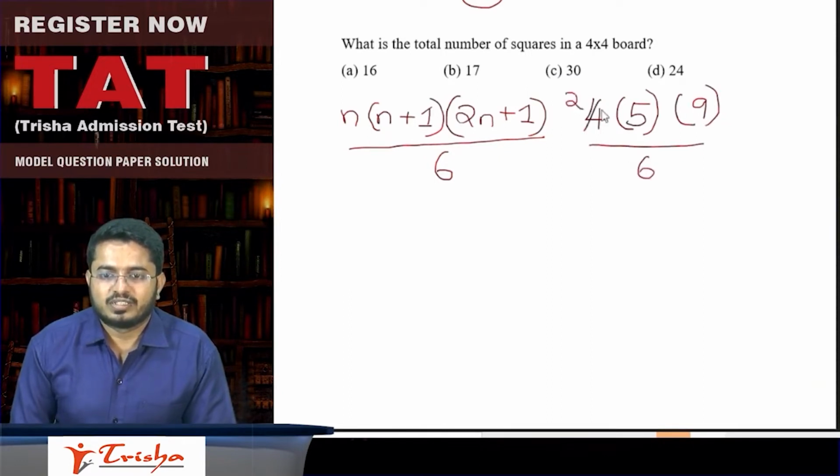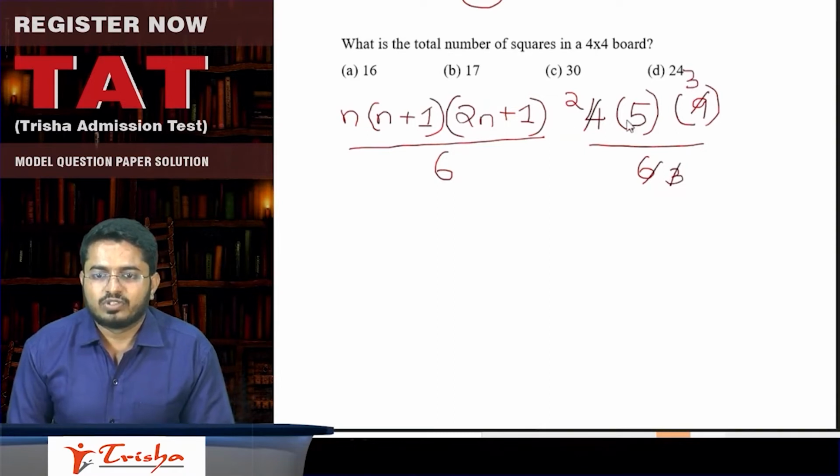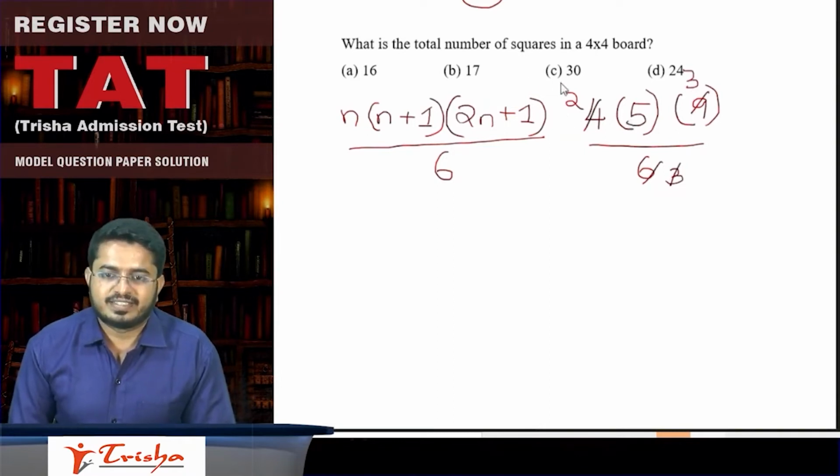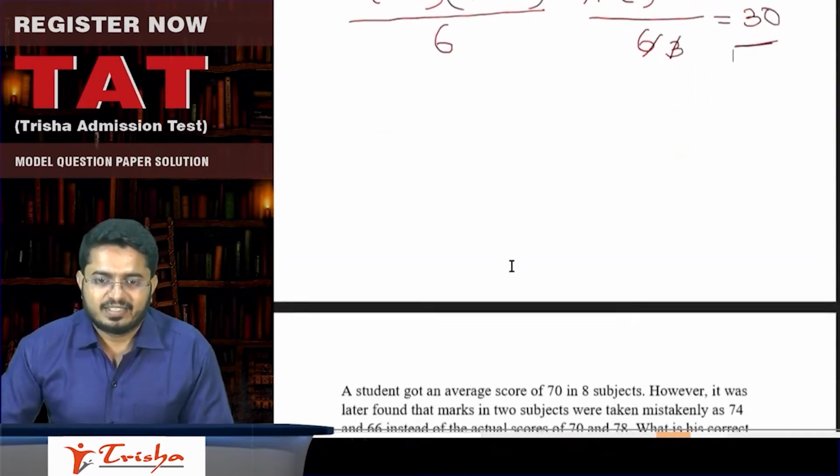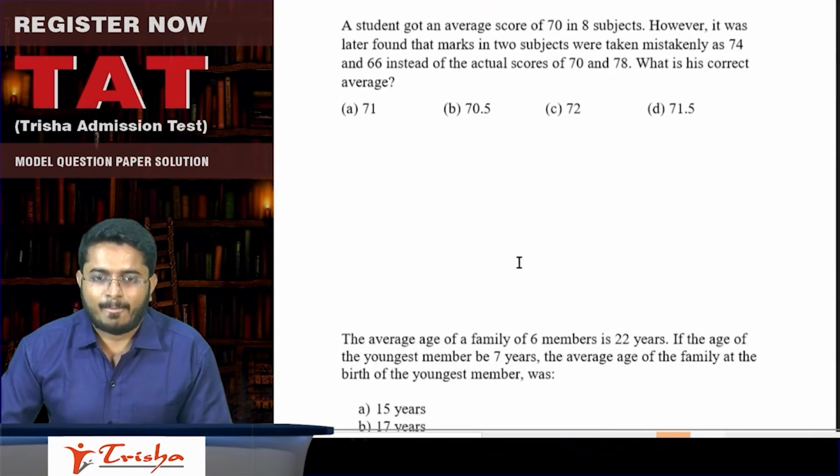2, 2s are 2, 3s are 3, 1s are 3, 3s are. So now, 2 5s are 10, 10 3s are 13. So the answer, number of squares in a 4 into 4 board is 13. Okay, so as simple as that. Let's go to the next one now.